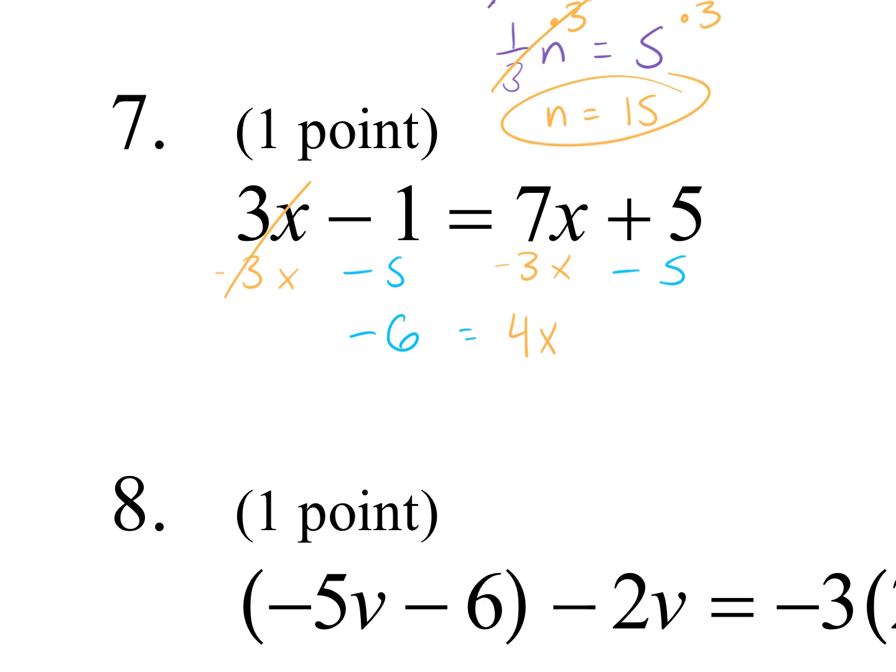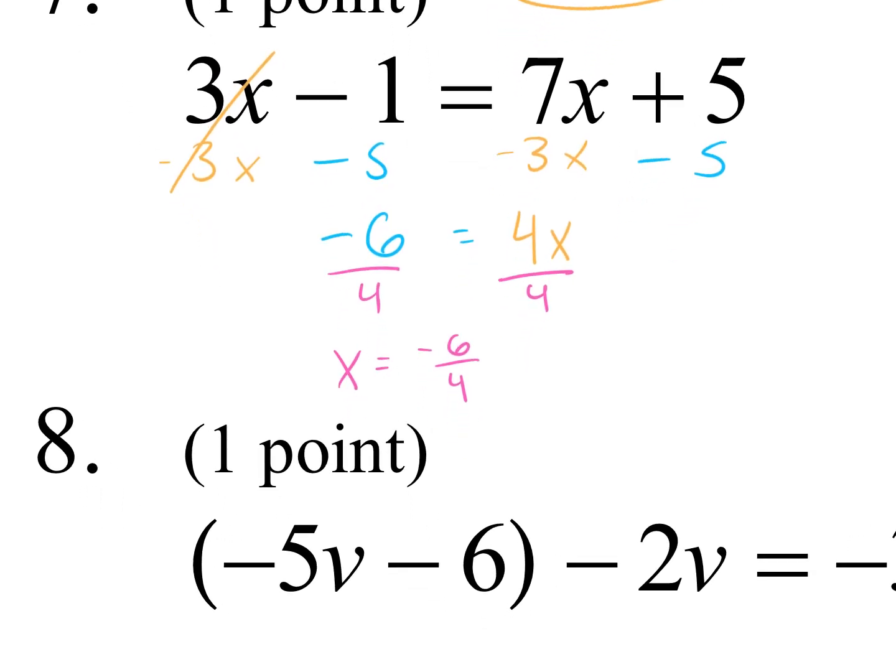So what should I do next? Divide by 4. So x is equal to -6 over 4. Can I simplify this fraction? What goes into both 6 and 4? I can divide them both by 2. So that gives me -3 over 2.